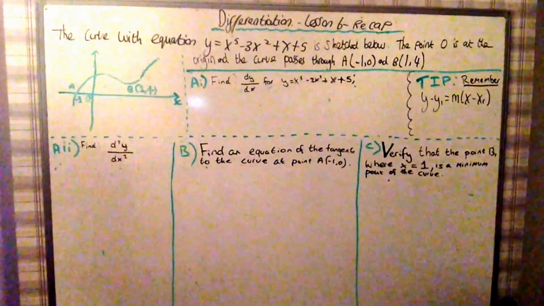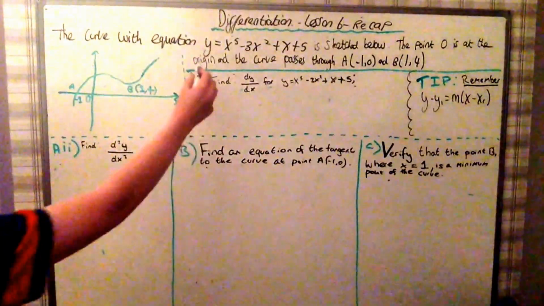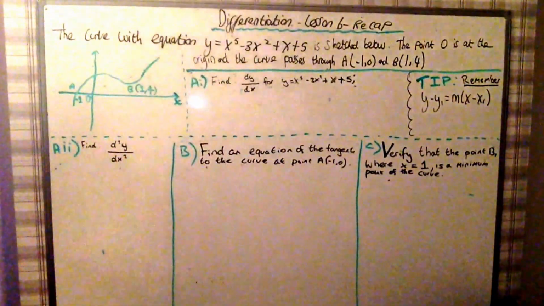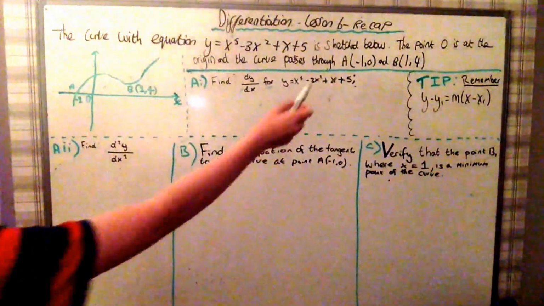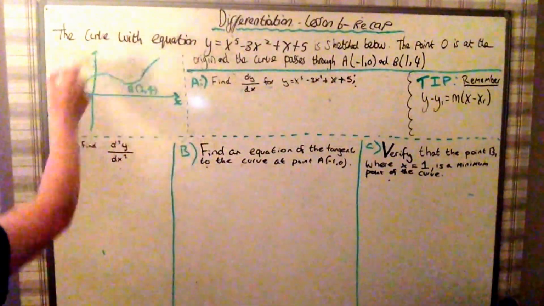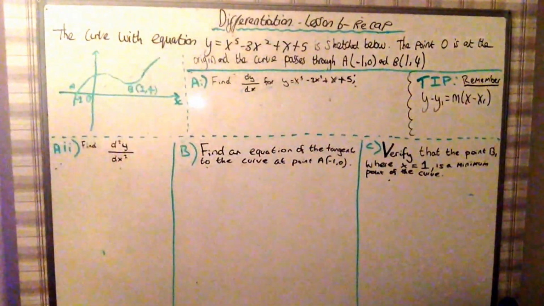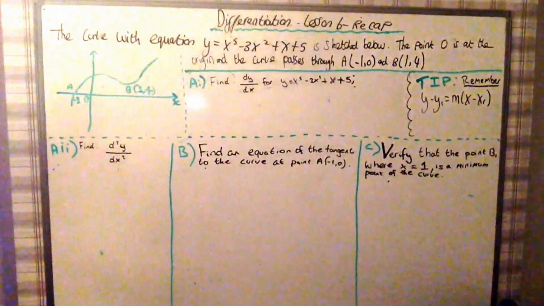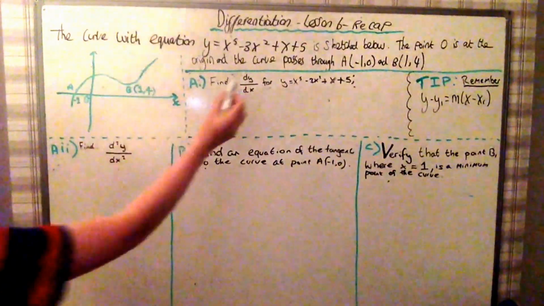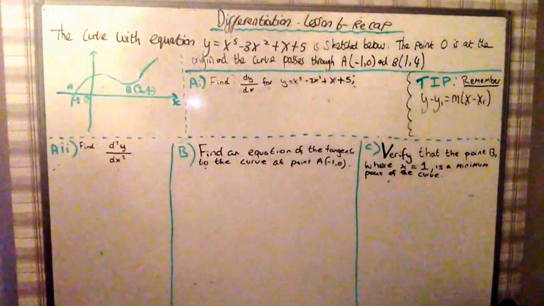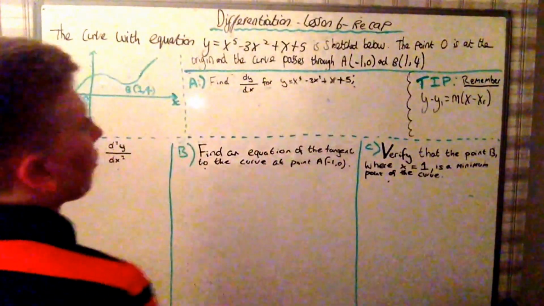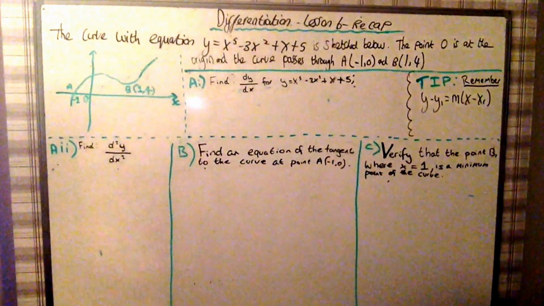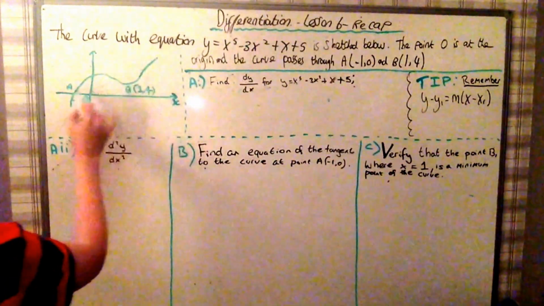So the question says the curve with equation y equals x to the power 5 minus 3x squared plus x plus 5 is sketched below. And this is the curve. The point O is at the origin, this point here. The curve passes through A, which has coordinates minus 1, 0, and B, which has coordinates 1, 4. This is B, and this is A.